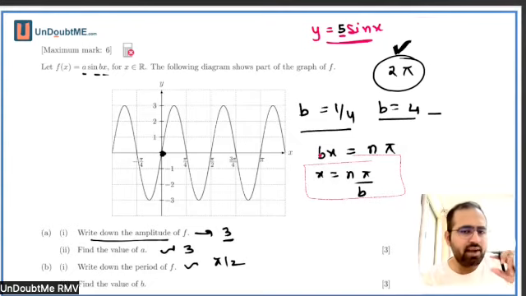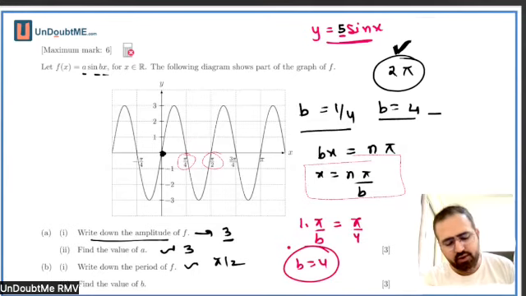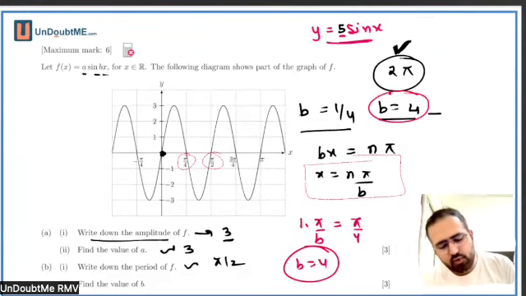Now this n pi by b is obtained when n is equal to 1. Usually when you put n is equal to 1, you will obtain the first value. When you put n is equal to 2, you'll obtain the second value. It is your choice, whichever value you want to put, you can. If I put n is equal to 1, it will be 1 pi by b is equal to pi by 4 as per the graph. And that will give me the value of b as 4. Answer will be b is 4.